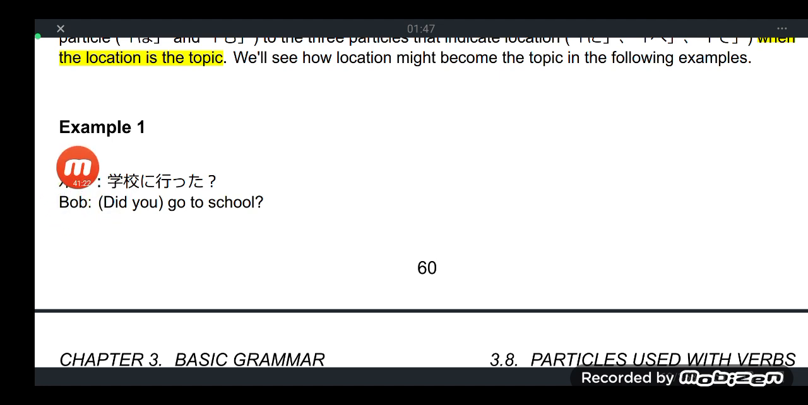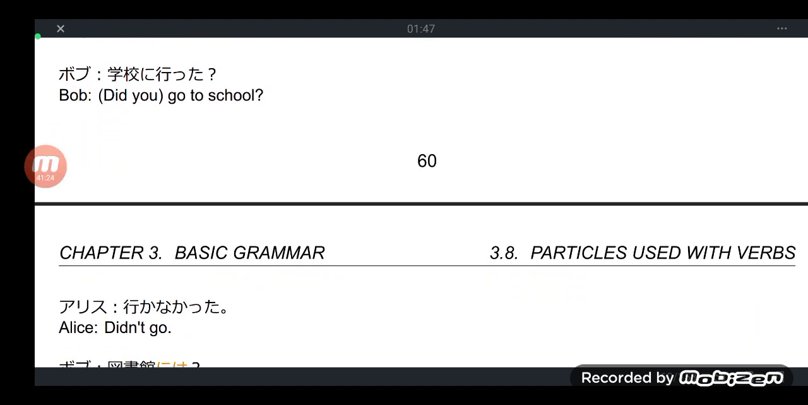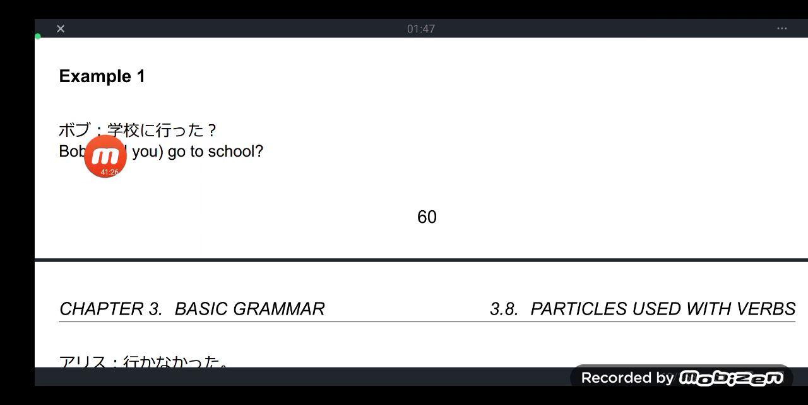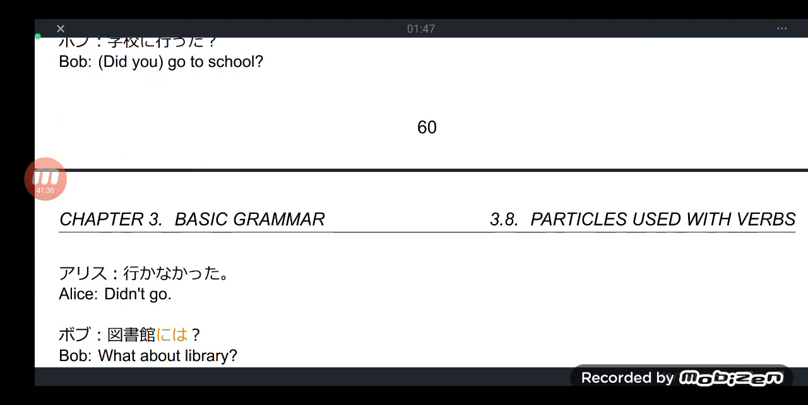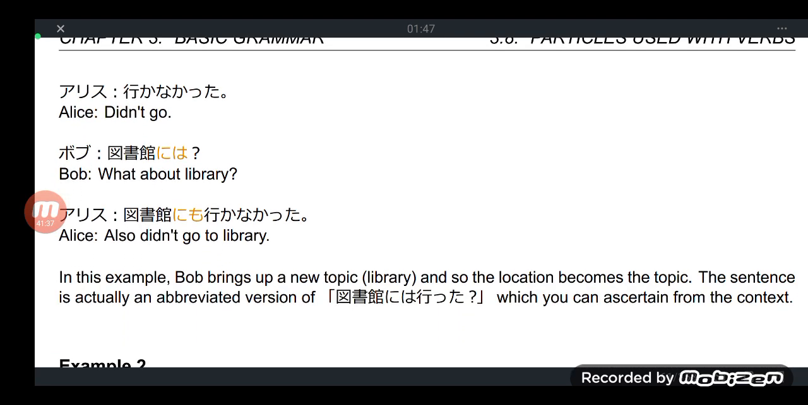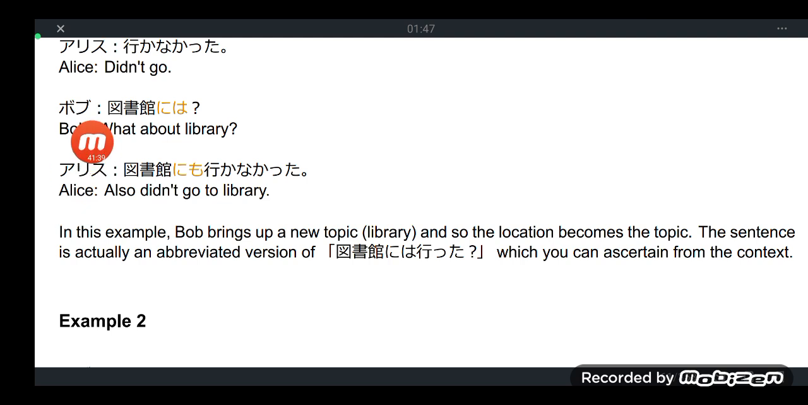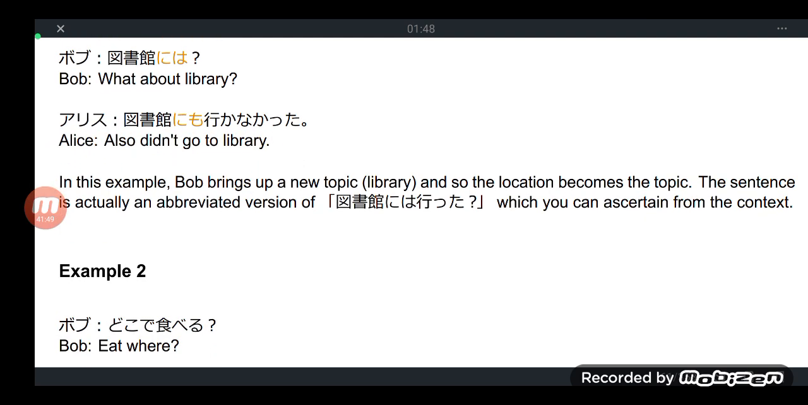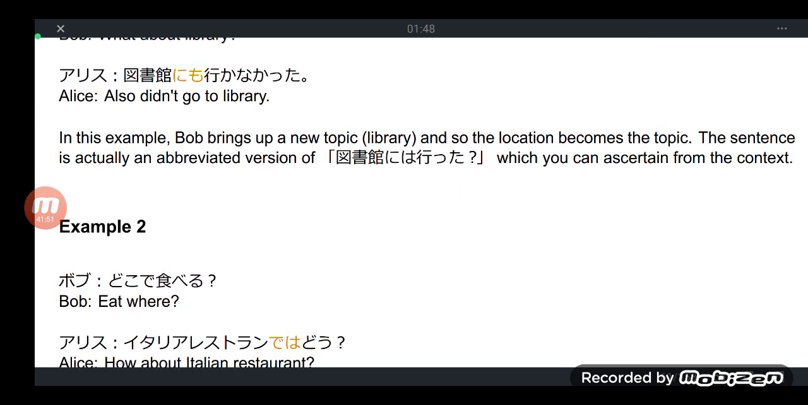So just like this, a conversation of Bob and Alice. Bob said, "Gakko ni ita. Did you go to school?" Alice said, "Ikanakatta, didn't go." And then Bob said, "Toshokan ni wa. But what about the library?" Alice said, "Toshokan ni mo, ikanakatta. I also didn't go to the library."